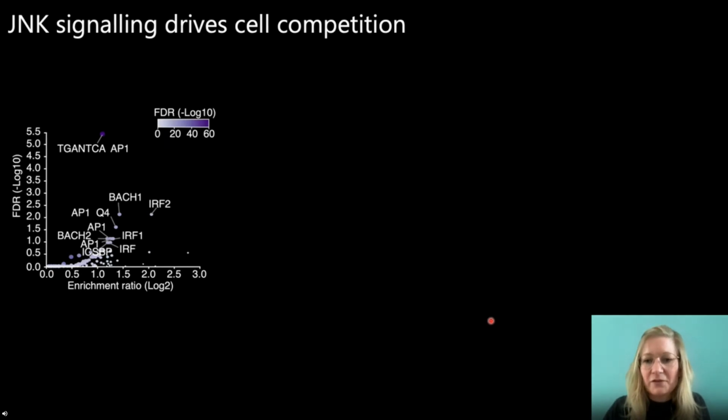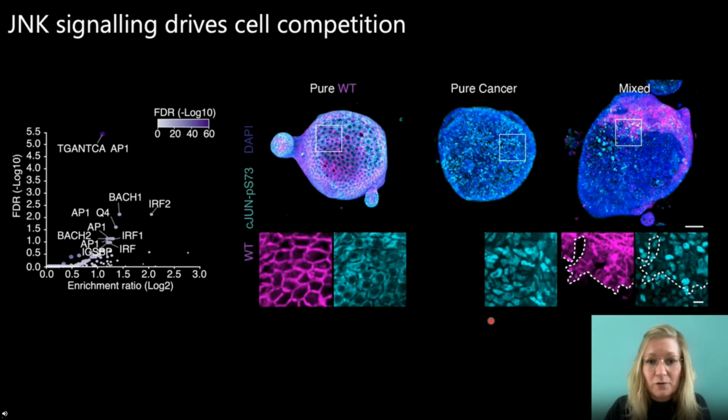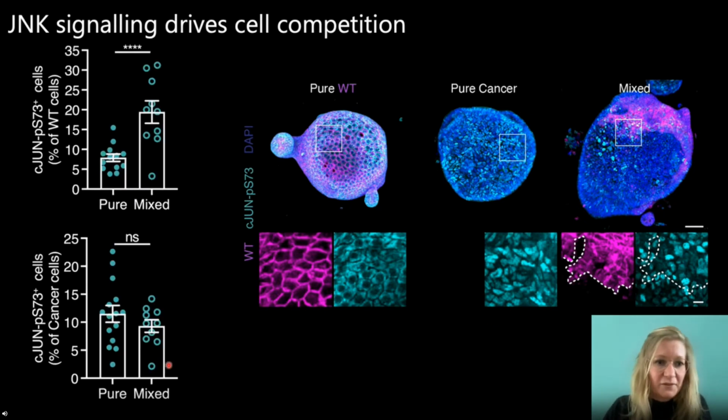And we used a phosphospecific antibody that recognizes the activated form of the protein and can be recognized by nuclear localization. And what we observed is that cancer cells show a heterogeneous high activation of cJun, irrespective of competition. We can observe this in the pure conditions, but also in the mixed conditions. However, what we found is that there's little activation of cJun in pure wild-type cells. But there's an increased activation of this nuclear transcription factor in mixed wild-type populations, also reflected here in the quantification on the left.